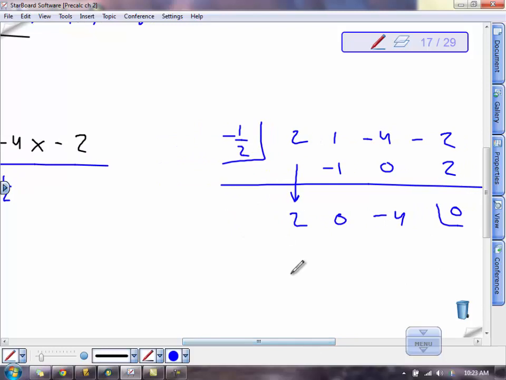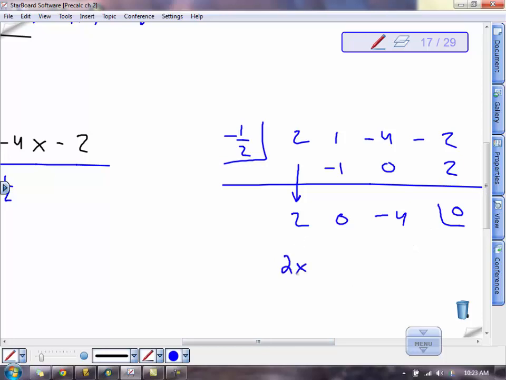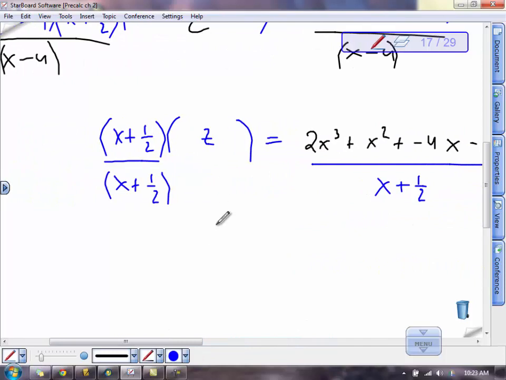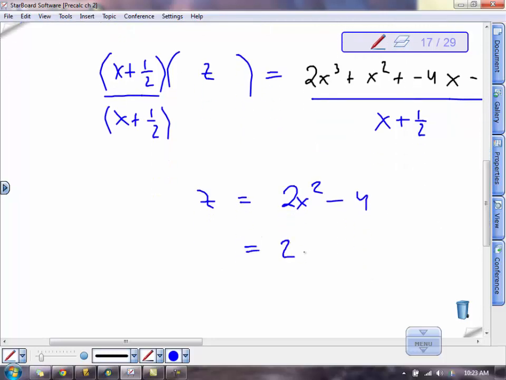So that answer then is 2x squared plus 0x minus 4, which is 2x squared minus 4. So z I know now is 2x squared minus 4, which I'm going to factor as well. I'm going to pull out a 2, and I also am going to recognize that that's a difference of squares.